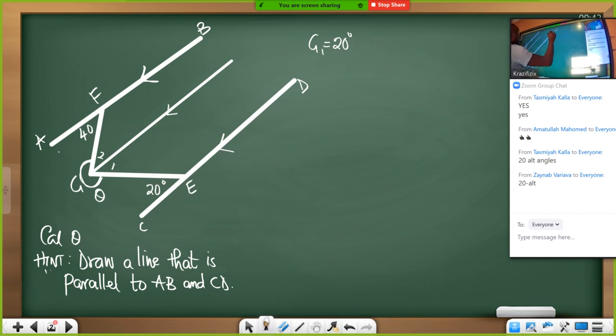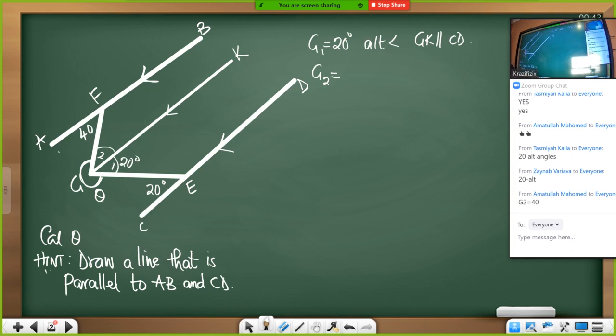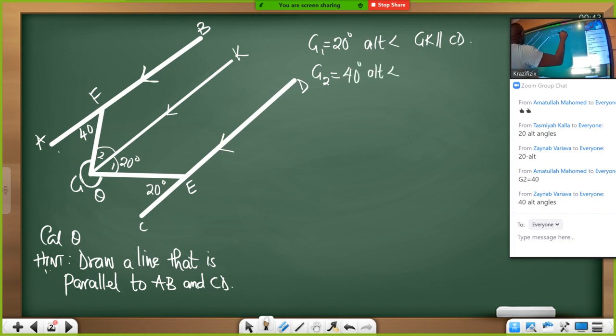And not just alternate angles. Remember, let's call this GK, because GK therefore is parallel to CD. Good. What about G2? Can I get answers from as many people as possible? What will G2 be equal to? That will be 20 degrees. Thank you, Amatula. G2 will then be 40 degrees. Again, the reason is alternate angles, because GK is therefore parallel to AB.